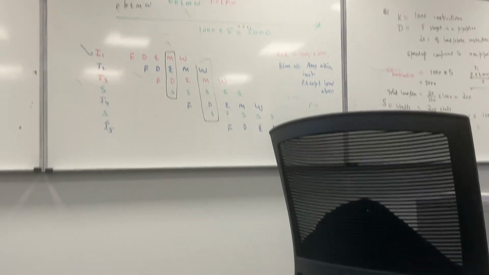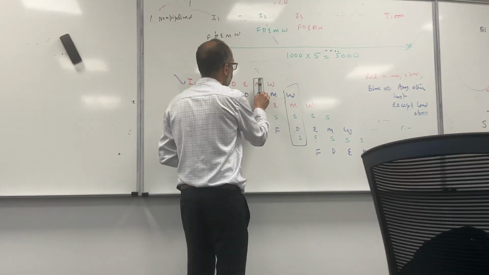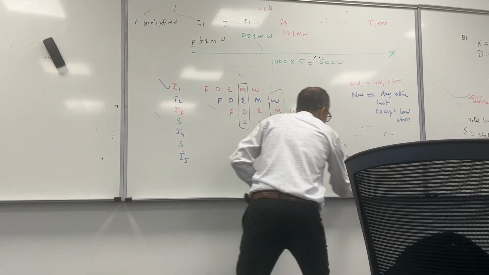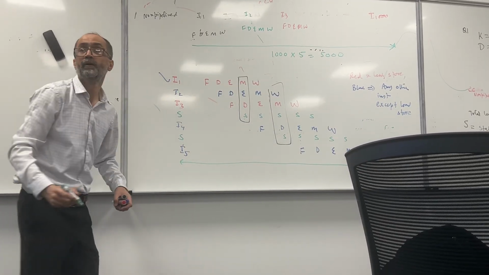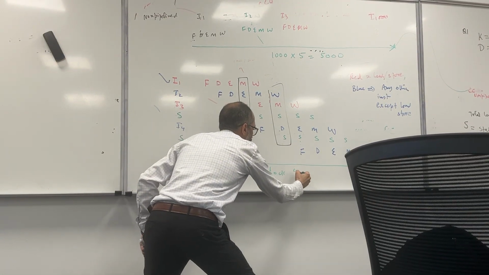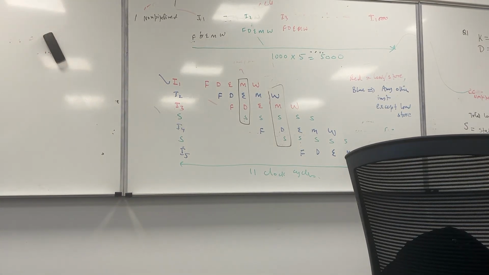This is for the combined architecture. Now how many clock cycles are there here? 1, 2, 3, 4, 5, 6, 7, 8, 9, 10, 11. So if we calculate this, there are 11 clock cycles.